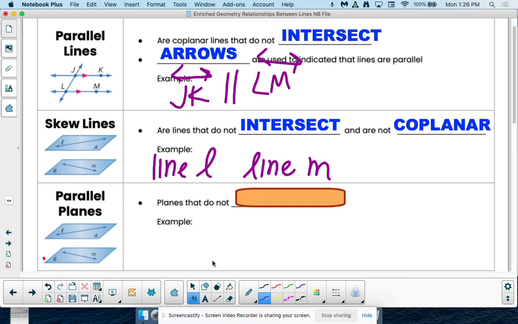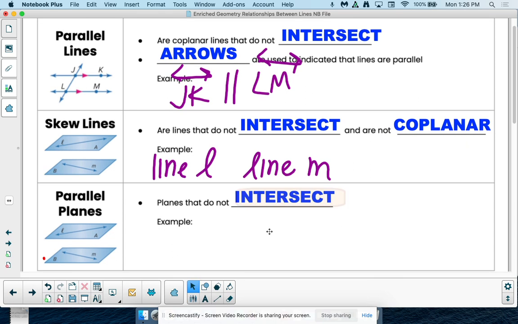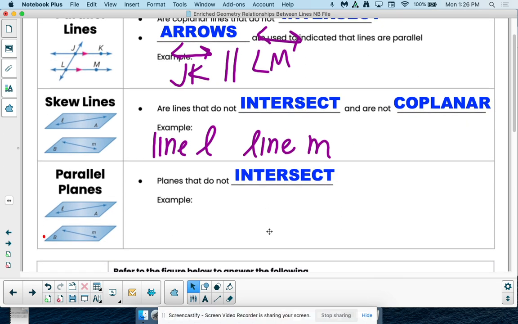And then obviously parallel planes are planes that do not intersect. You guys remember how to name a plane? Three non-collinear points, but in this picture here, how else can we name them? Yep, plane A and plane B. Those would be our examples.